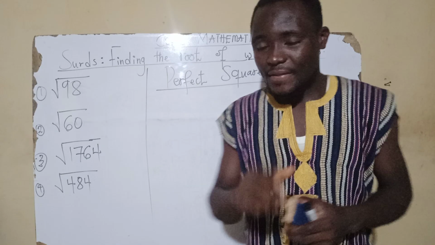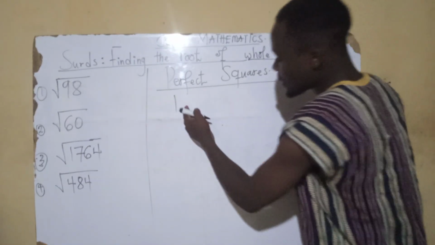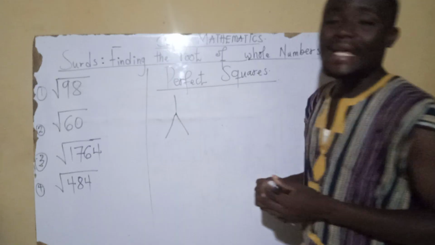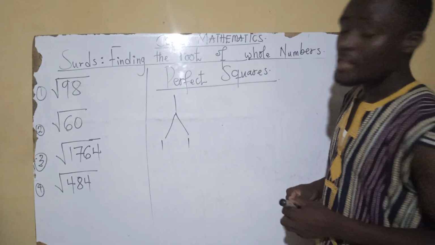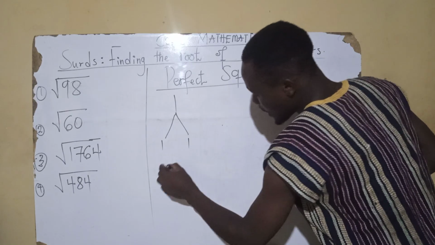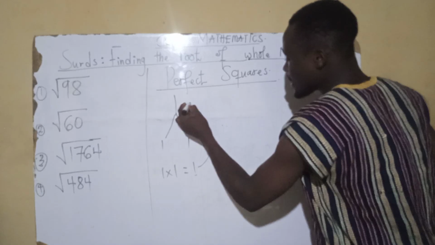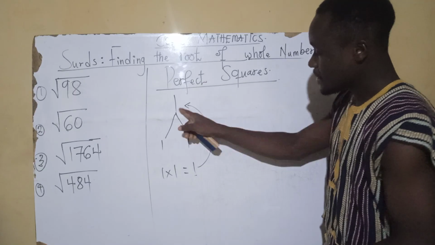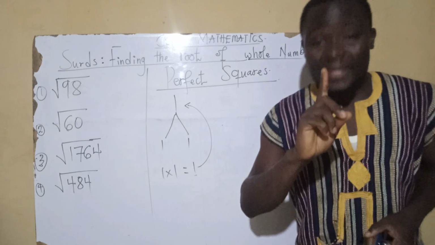So let's take it for instance. If I have a number 1, this number 1 should have two elements. So I can have element 1, element 2. Are you with me? Now if I multiply these elements, that is 1 times 1, I'm going to get this. This is the number that I am having. So I'm getting 1. Are you with me? So over here we can say that 1 is a perfect square.